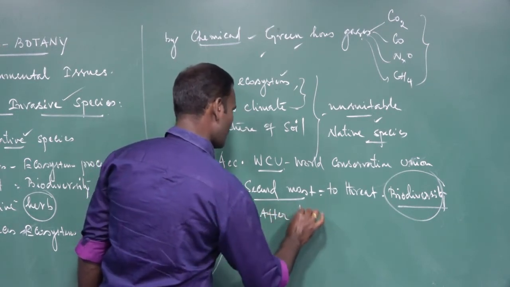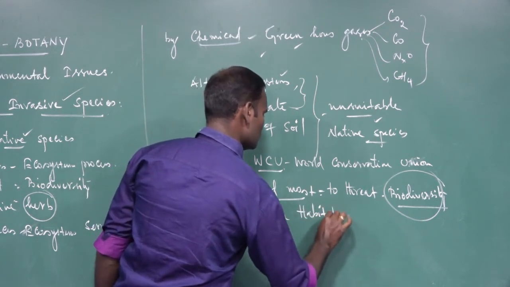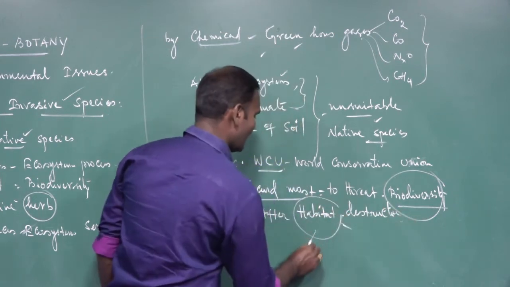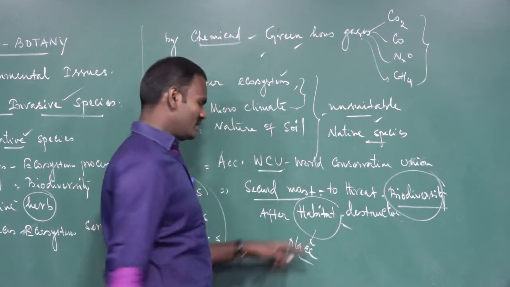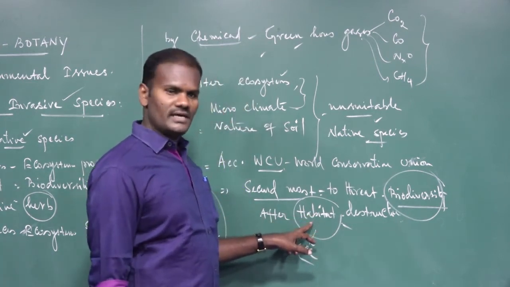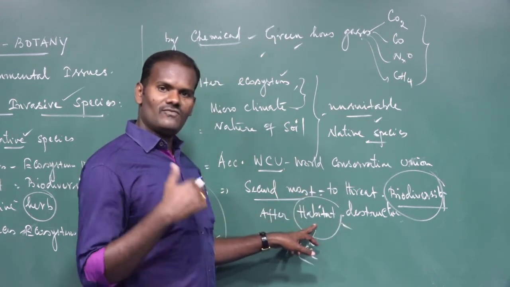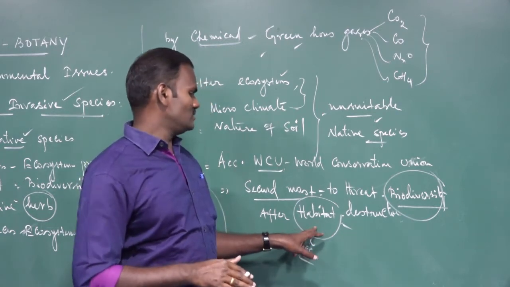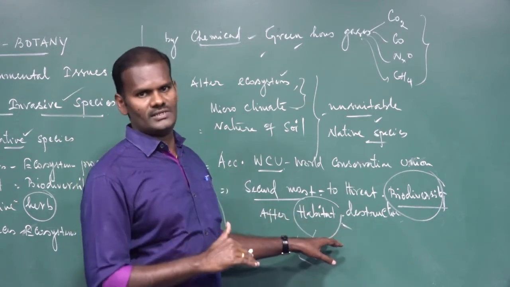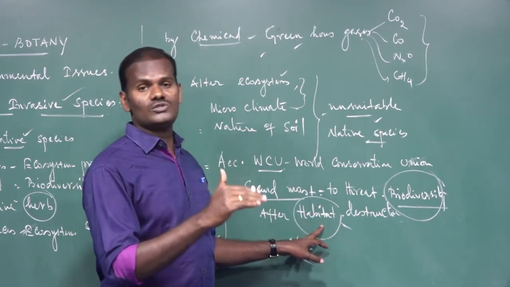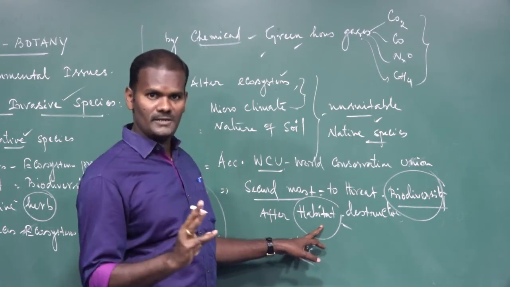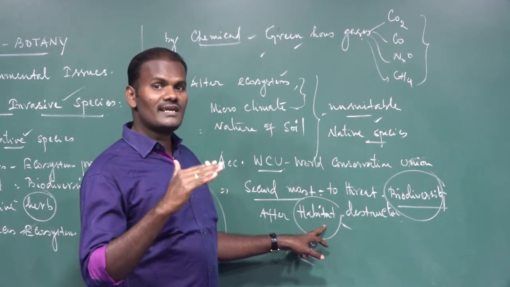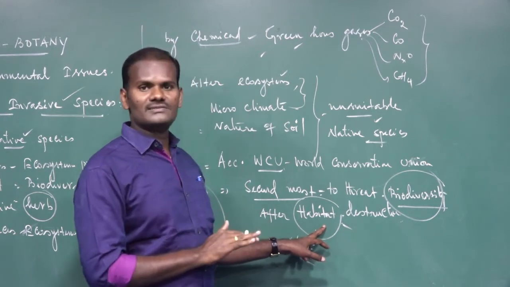After habitat destruction, which is also called habitat loss. What is called habitat? It is a place where the organism can live. So we destroy the habitat of wild animals for our own beneficial activities. This is the first and foremost significant cause threatening biodiversity. Habitat destruction is the first significant cause of threat to biodiversity. But what is the second cause threatening biodiversity?